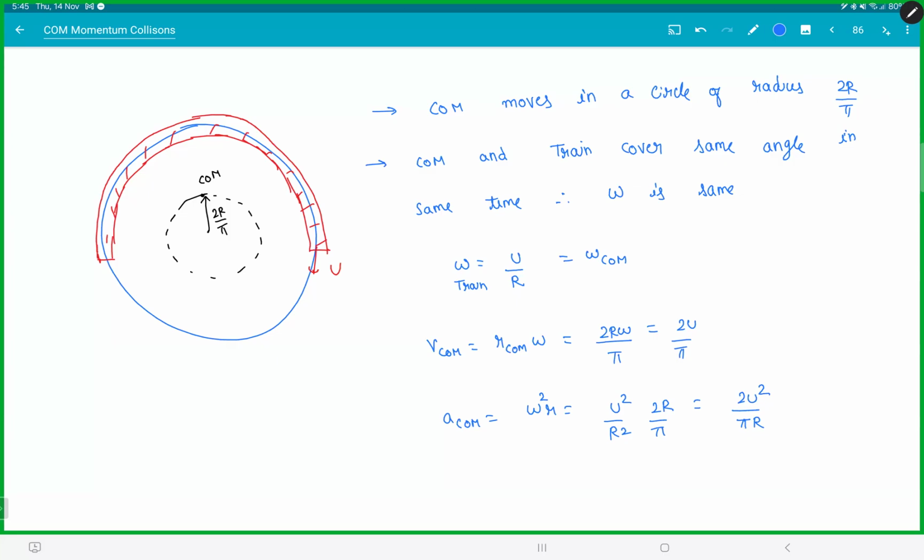Check. Since it is going in a circle, it will have a centripetal acceleration, which is v square by r, or omega square r, where r is the radius of the circle in which it is going. Easy, making sense. So once you realize it is going in a circle, it suddenly becomes easy to solve. Or else you have to integrate and do a lot of nonsense. It becomes quite messy.